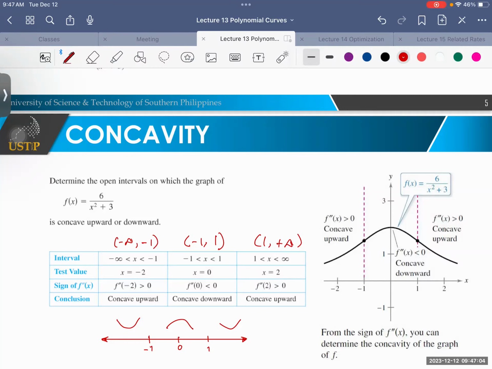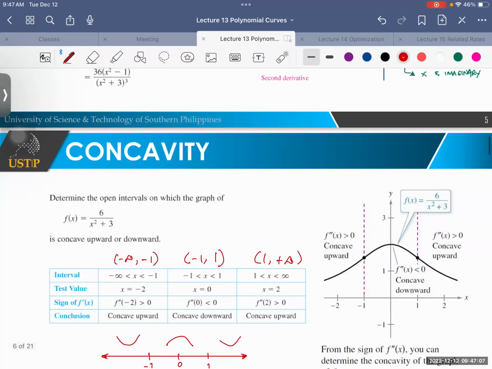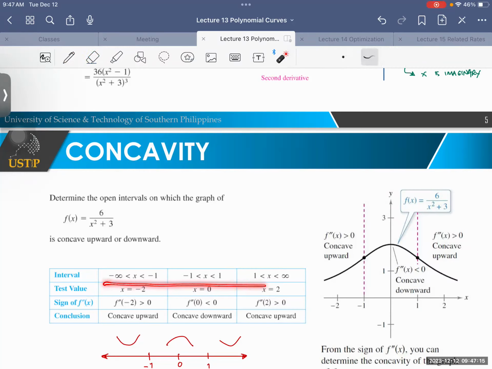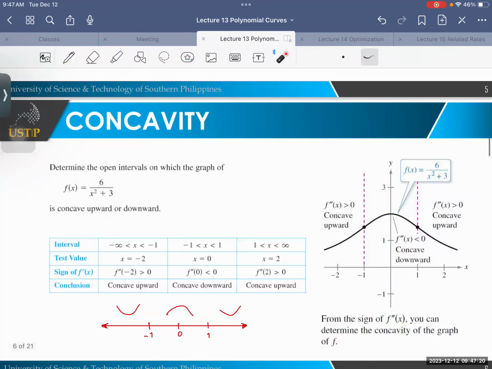So there are 3 intervals. Kaya naman tayo duha ka numbers nga nakuha, no? So, pareha rin pa siya process sa first derivative. We are going to define the intervals. Na-define na tulo ka intervals. And then we're going to get some values between the intervals.